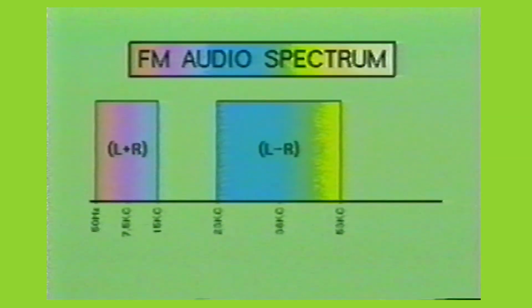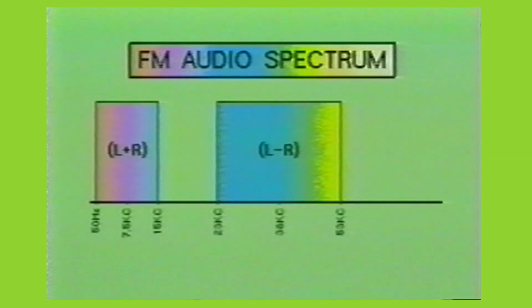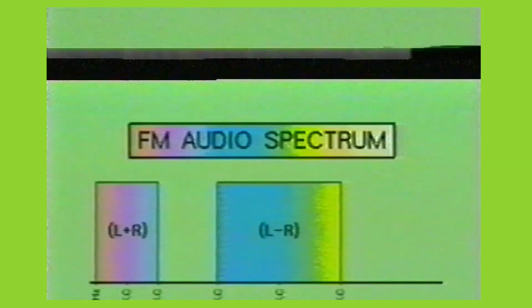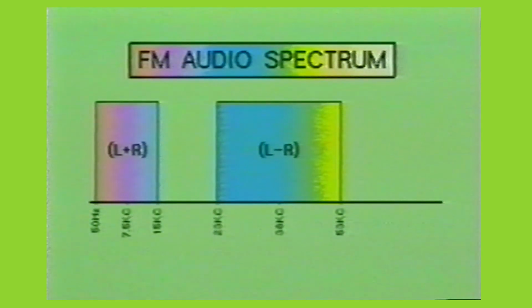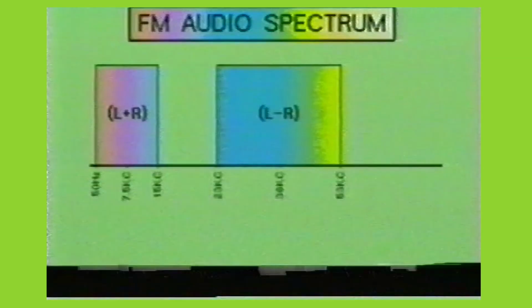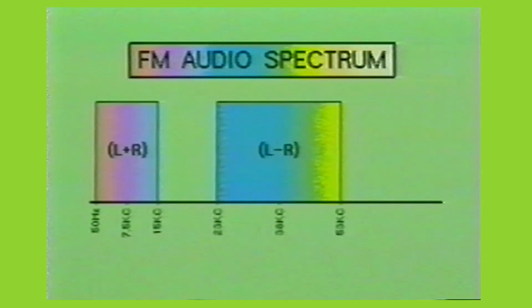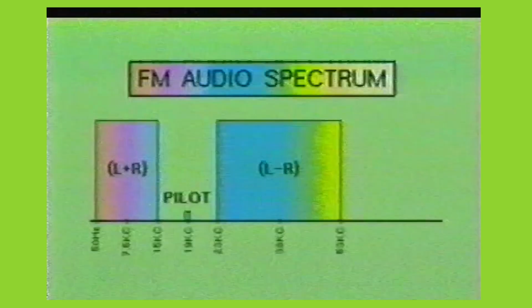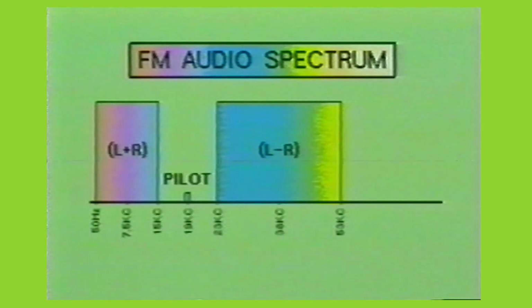Now, the detected audio spectrum contains two additional parts in addition to the left plus right information. A left minus right supersonic audio signal is centered on the spectrum at 38 kilocycles. This left minus right audio signal aids in separating the left and right audio channels. The second additional part of the stereo information is a 19 kHz tone or pilot signal. This pilot signal is used as a reference to reconstruct the two independent left and right audio channels.